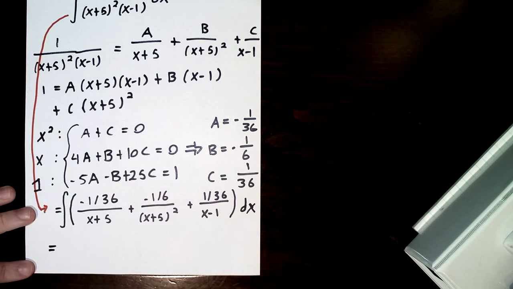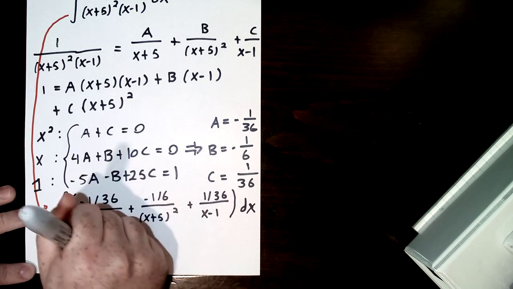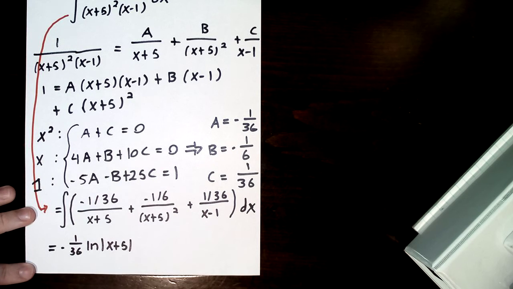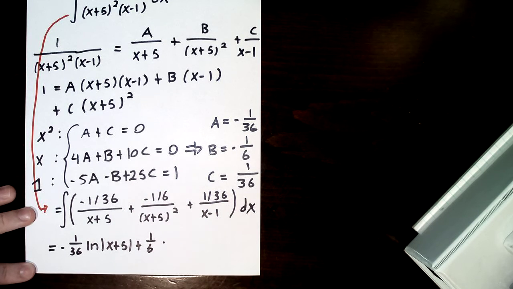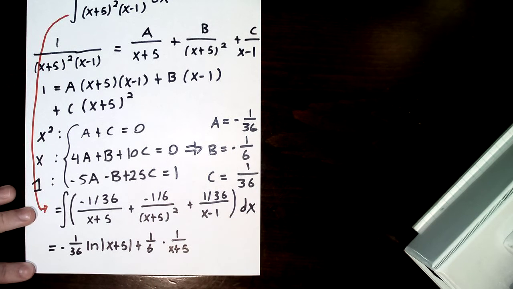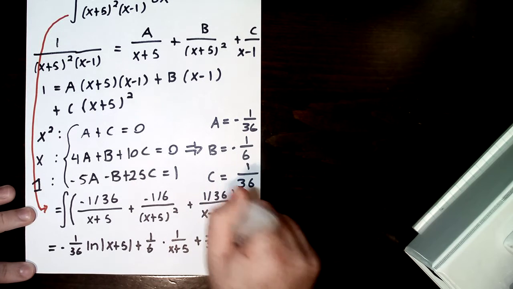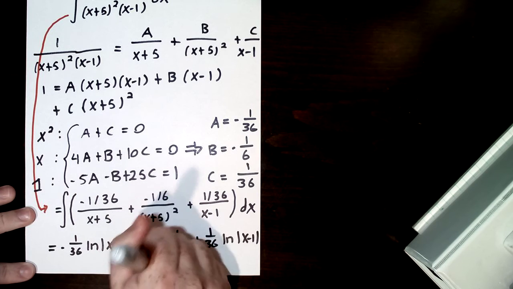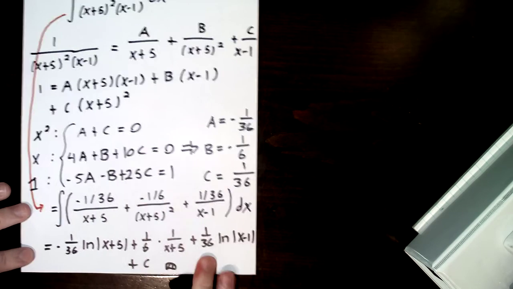So this is going to be equal to negative 1/36 times the log of x plus 5, plus 1/6 times 1 over x plus 5, plus 1/36 times the log of x minus 1. And do not forget your constant c at the end. And that is going to be your final answer.